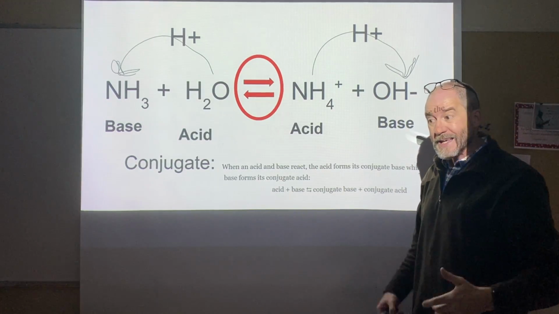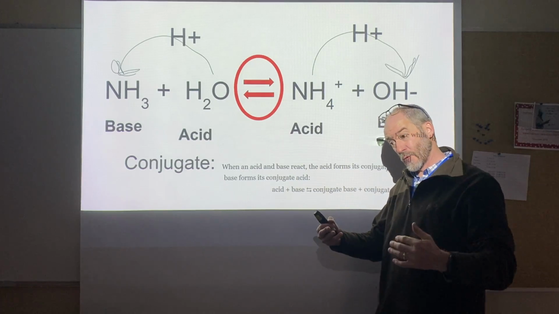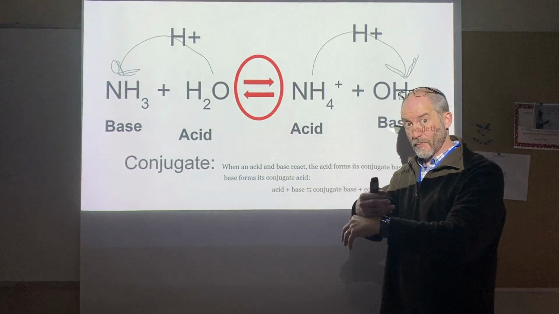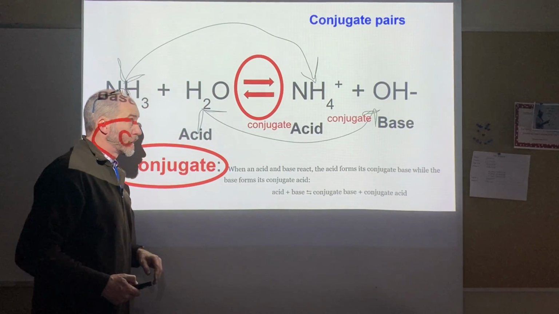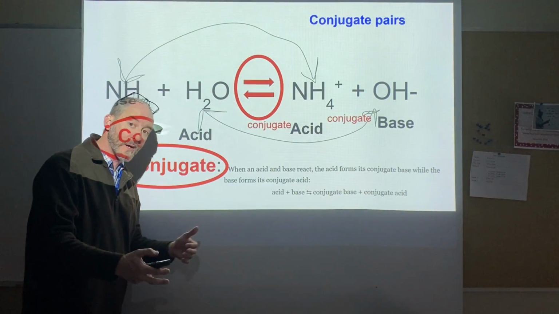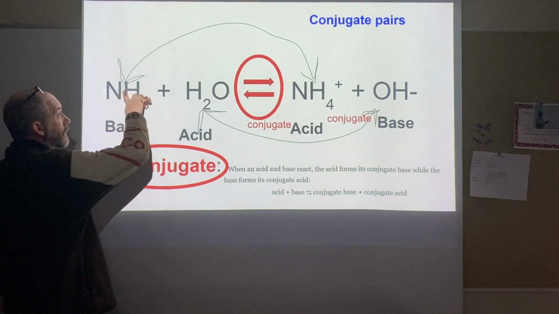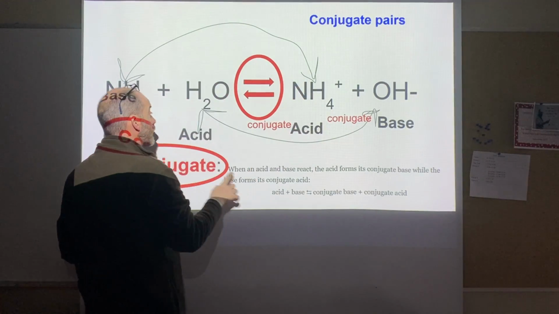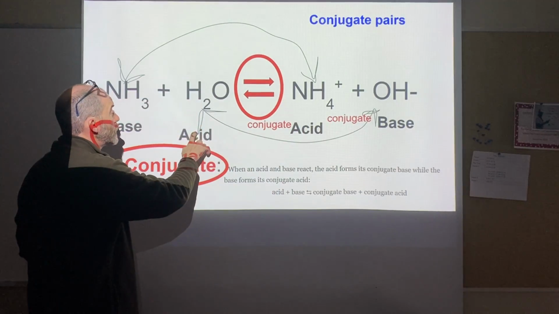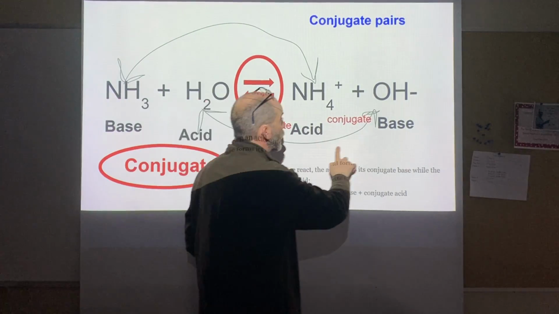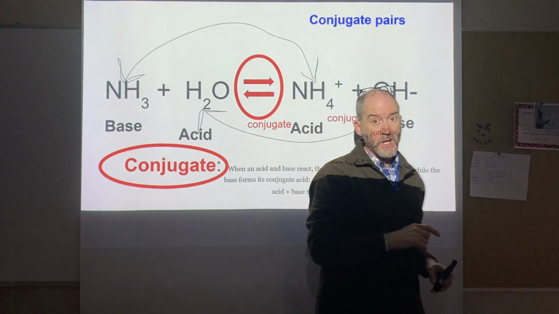Think about it as almost a reciprocal relationship. And so what you end up having is what we call conjugate pairs. So here and here is a base with its conjugate acid. Here is an acid with, over here, its conjugate base.